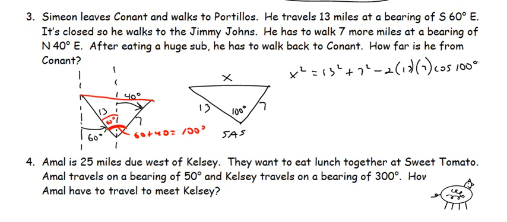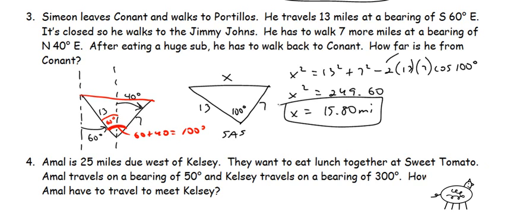And guys, please use cosine. People like to use the law of cosines and they throw sine in there. That is really bad. And don't forget this 2 also. It's a bad thing to miss. All right, so anyway, we get x squared equals 249.60. Take the square root of that, and we get x is equal to 15.80 miles.